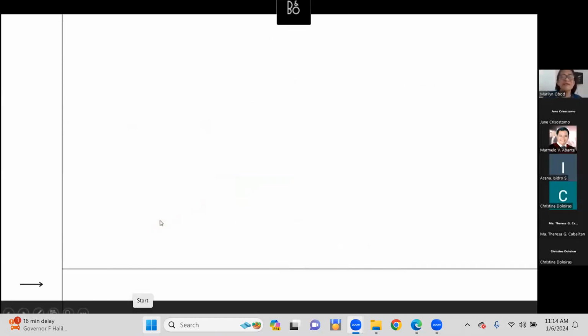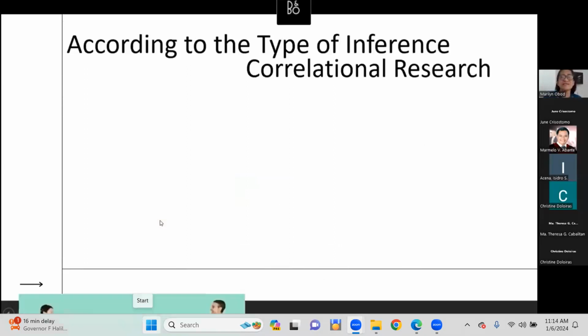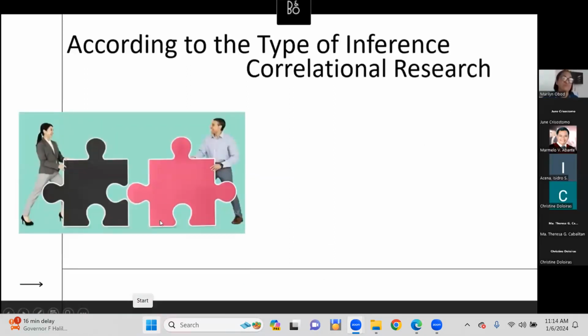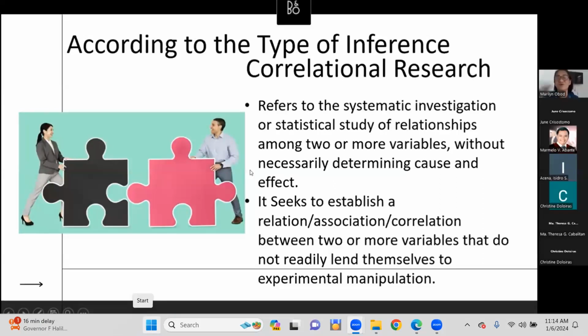Okay? And then next, correlational research. So, alam na alam niyo yan. Correlational, yan lagi. Is there a significant correlation? Is there a significant relationship? Okay. So, it refers to the systematic investigation or statistical study of relationships among two or more variables.